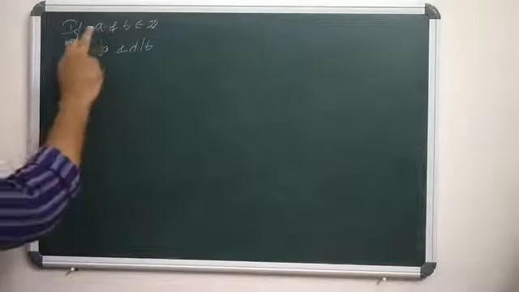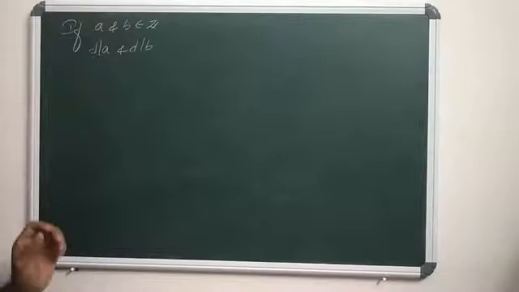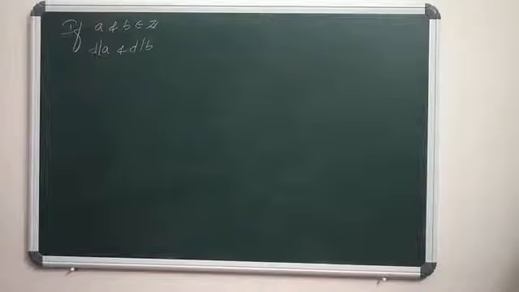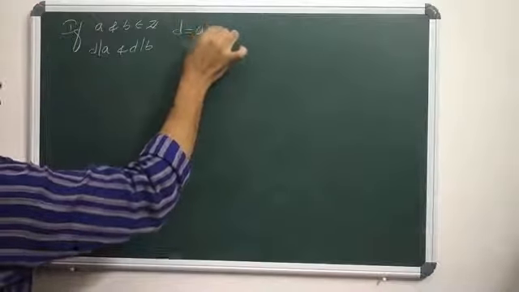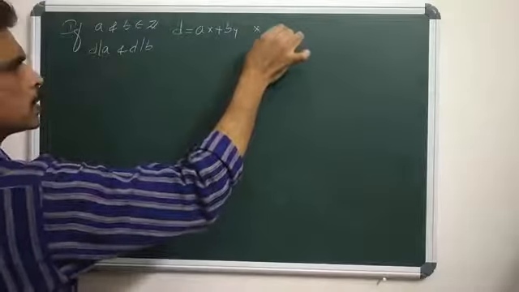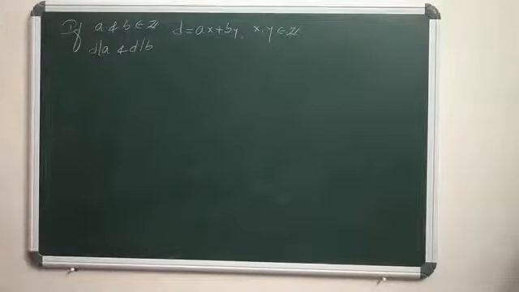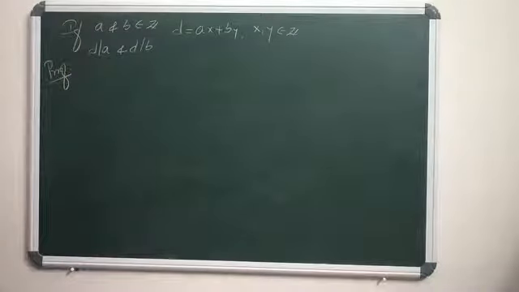Now, if A and B have a common divisor D, then D can be expressed as a linear combination of A and B. That's an important result. If D is a common divisor of A and B, that is, if D divides A and D divides B, then D can be expressed as a linear combination of A and B, meaning there exist integers x and y such that D equals Ax plus By. This can be proved by induction.